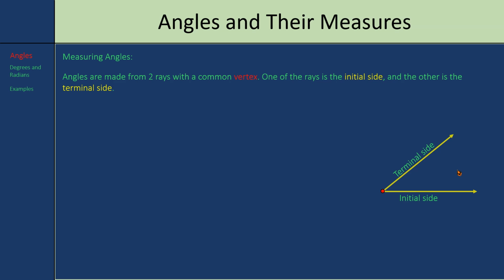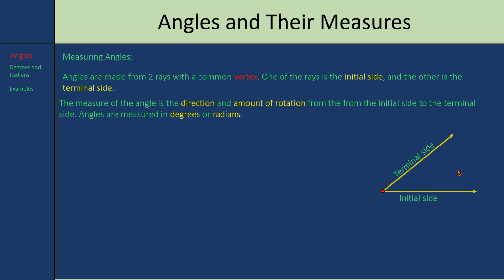The measure of the angle is the direction and the amount of rotation from the initial side to the terminal side. Remember, it goes from initial to terminal. It doesn't go the other way around. The direction is important. The angles are measured in degrees or radians. So there are two different ways to measure them.